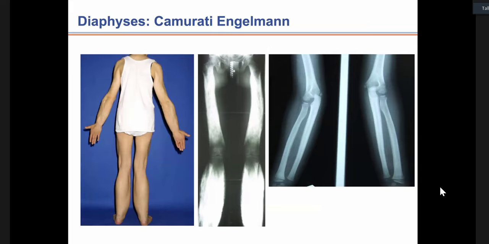Diaphyseal conditions, Camurati-Engelmann, this man here, the clinical picture and the radiograph are the same individual. I've never seen it as florid. This came from Christine Hall, who taught me and who gave me this radiograph. These are not obviously the forearms of the same patient. This is one that was referred to me, and it's just to show you that it can actually be quite subtle sclerosis and widening, some abnormal modeling of the bones. It can be painful.